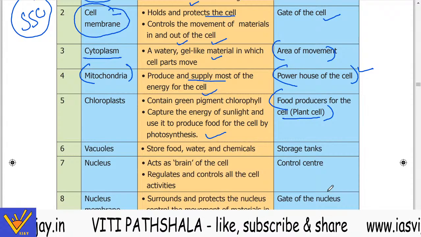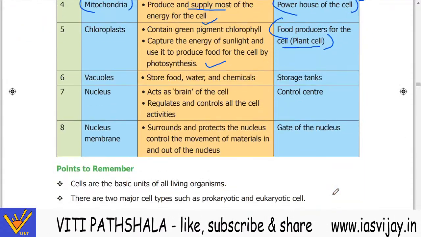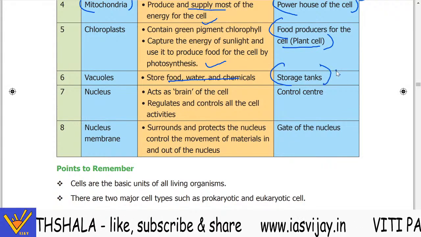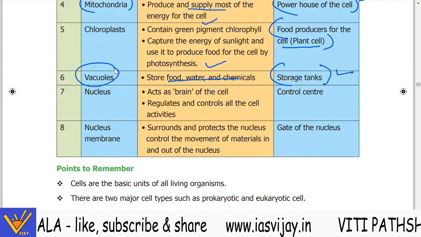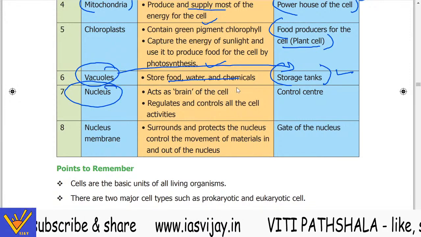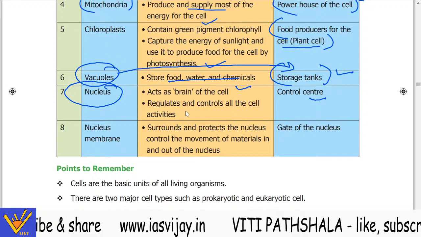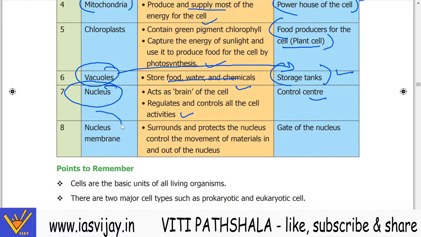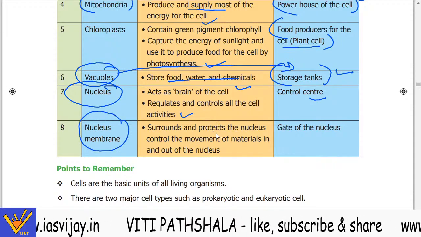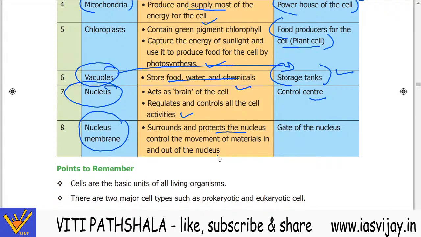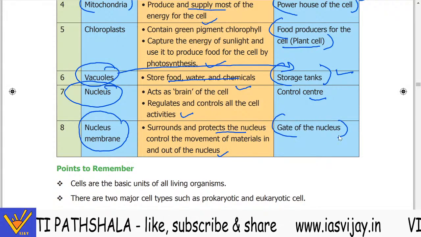Next comes the vacuoles. They store food, water and chemicals. So their nature is like storage tanks. Vacuoles are storage in nature. Now the nucleus acts as the brain of the cell, the control center, and regulates and controls all the cell activities. The nuclear membrane surrounds and protects the nucleus and controls the movement of materials in and out of the nucleus. This is the gate of the nucleus.